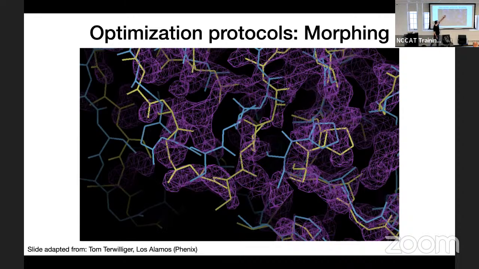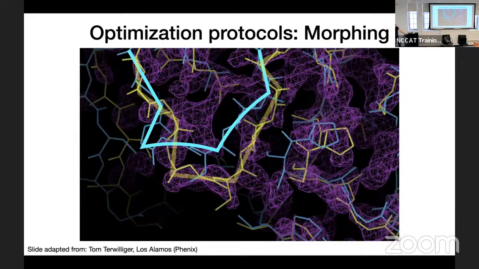But we can imagine where this yellow model is could be a better position for that loop, right? And so if we can somehow identify this computationally, we can say, all right, maybe that blue loop shouldn't be here, but we could shift that whole loop over here, and maybe that would be a better fit. That process is called morphing. We can do this over the whole protein. We can look for parts of the protein that don't fit the map well, but for which there's additional unmodeled density available nearby that we could potentially shift that loop or that secondary structure element into.